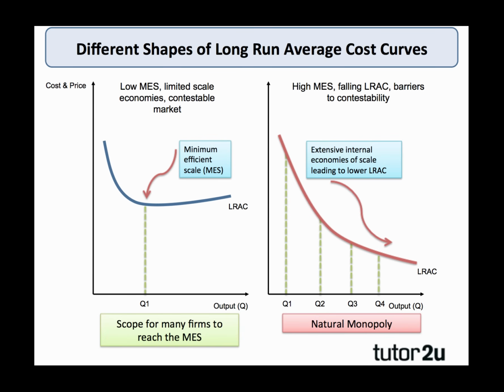And the other thing to note about these two diagrams is that the nature of costs is so important that government policy towards an industry, to try and make it more contestable, can't really do much to change the nature of costs.